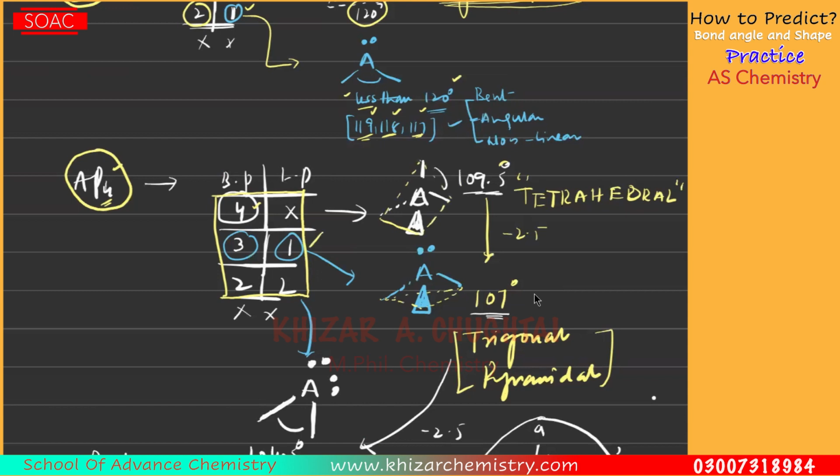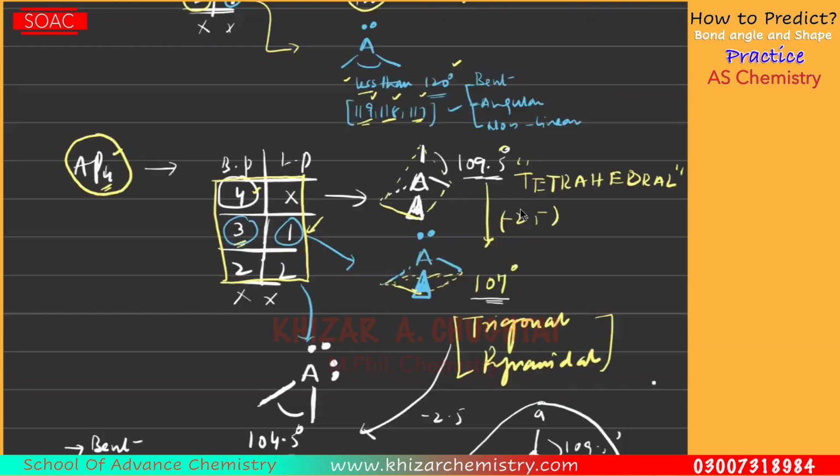If there is one lone pair and the rest all bond pairs, I mean 3 bond pairs and 1 lone pair, then the bond angle is 107 degree, that is, 2.5 less than that of 109.5 degree. So it is 107 degree and its shape is trigonal pyramidal. Its base is like trigonal and its upper shape is like a pyramid.